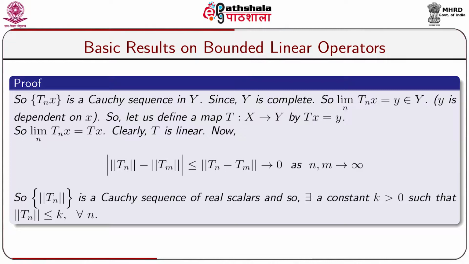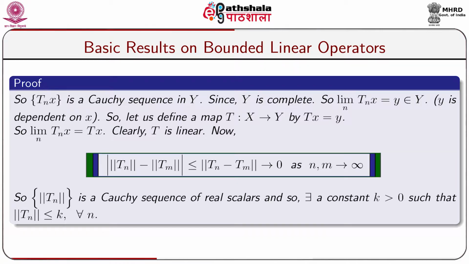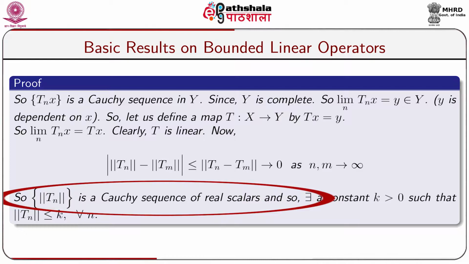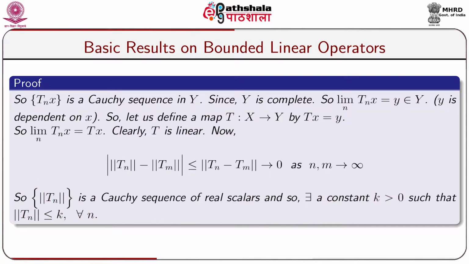Since capital Y is complete, limit of n of Tnx is equal to y belonging to capital Y, where y is dependent on x. So, let us define a map T from X to Y by Tx is equal to y. So, limit of n of Tnx is equal to Tx. Clearly, T is linear. Now, modulus of norm of Tn minus norm of Tm is less than or equal to norm of Tn minus Tm, which tends to 0 as n, m tends to infinity. So, norm of Tn is a Cauchy sequence of real scalars. So, there exists a constant k greater than 0 such that norm of Tn is less than or equal to k for all n.